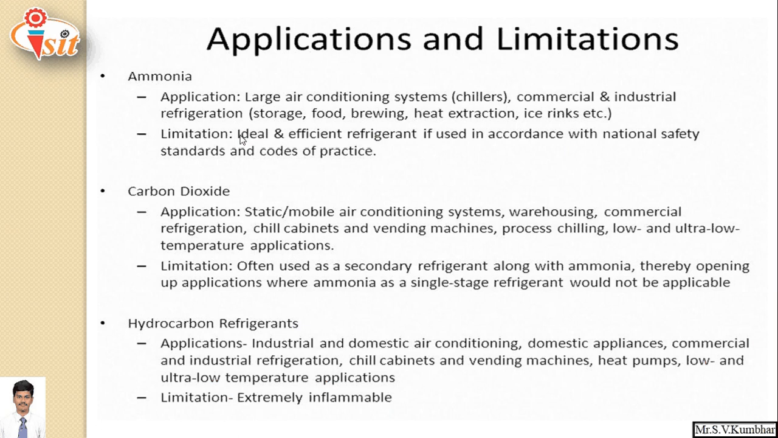Second, carbon dioxide. Generally, carbon dioxide is used in static or mobile air conditioning systems, warehousing, commercial refrigeration, chill cabinets, vending machines, process chilling, and low and ultra low temperature applications. But the limitation of carbon dioxide is that it is used as a secondary refrigerant along with ammonia, thereby opening applications where ammonia as a single stage refrigerant would not be applicable, and carbon dioxide also creates problems like global warming.